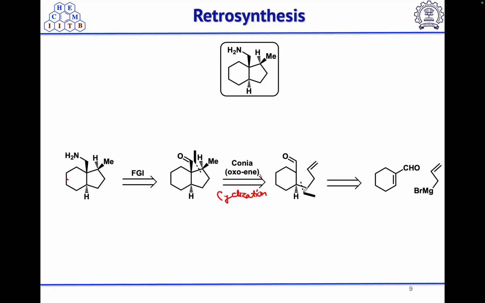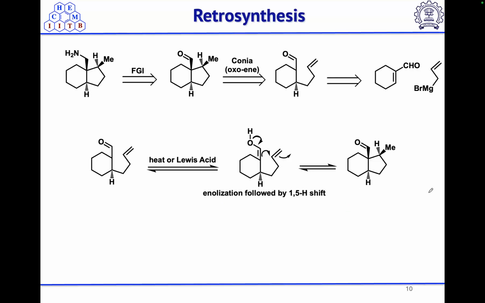How can you get it? We can easily get it from the 1,4 addition of this homoallyl Grignard to the unsaturated aldehyde. If you do the Michael addition reaction like in the last slide, the 1,4 addition, you can get this Conia-ene cyclization precursor. And this Grignard you can prepare from the bromo derivative.